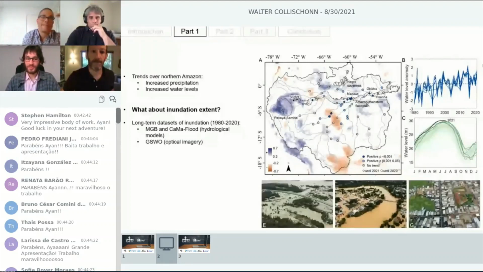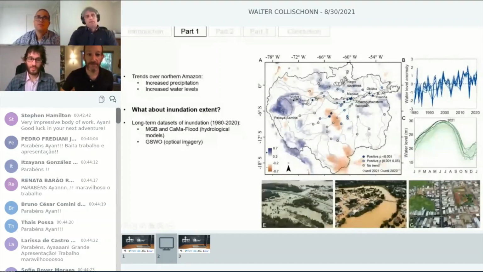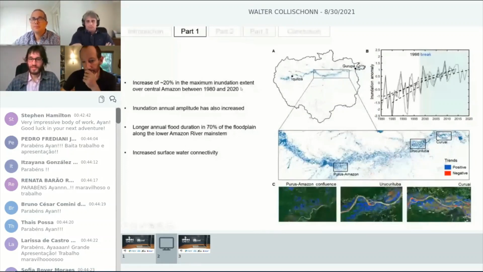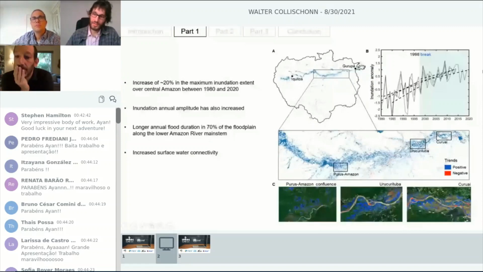And for that, we leveraged 3 data sets that cover the 4 decades and that cover the whole basin. So these are the data sets. And we plotted the trends. Here we have the Amazon basin. So each pixel here, if it's blue, is a positive trend in inundation between the 1980s and 2020. And basically we see that the main part of the Amazon basin that has an increasing trend in inundation is indeed the central Amazon. And if we plot the time series of the inundation anomaly for the central Amazon region, we see this time series and we see clearly that it has increased.